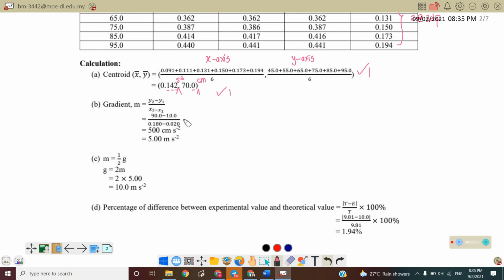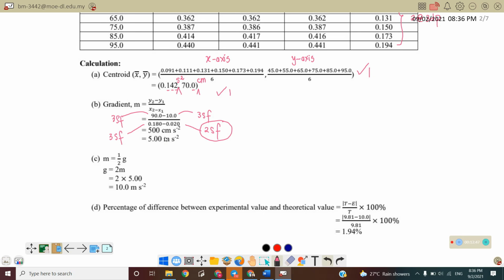Now this involves 90.0 minus 10.0 over, it's divided. So when we say divided, we will take the smallest significant figure. Here our 90.0 is actually 3 significant figures, 10.0 also 3 significant figures, 0.180 here also 3 significant figures, 0.020 is 2 significant figures. So when we divide, we will take the smallest significant figure, therefore we will take 500. It's impossible to take 50, we must write 500.